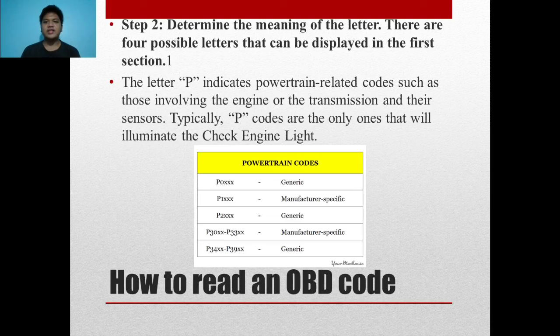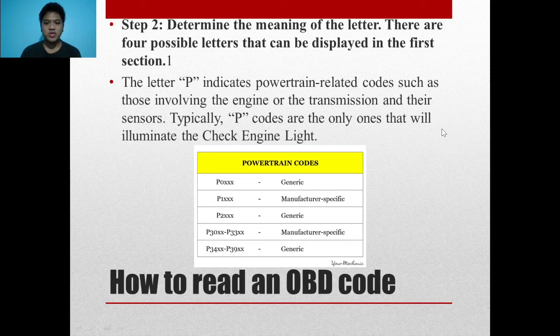Step 2. Determine the meaning of the letter. There are 4 possible letters that can be displayed in the first section. The letter P indicates powertrain-related codes such as those involving the engine or the transmission and their sensors. Typically, P codes are the only ones that will illuminate the check engine light. So, the check engine light will only illuminate if a P code is triggered, which is in the engine and the transmission.